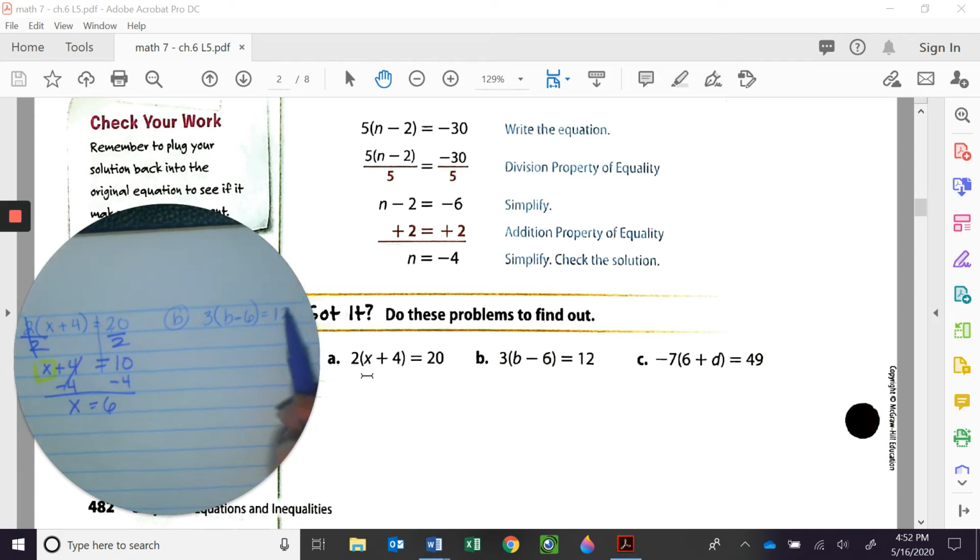Okay, so we're going to divide by 3 on both sides, leaving us what's inside. 12 divided by 3 is 4. Then to get the b by itself, we're going to add 6 to both sides, and b equals 10.